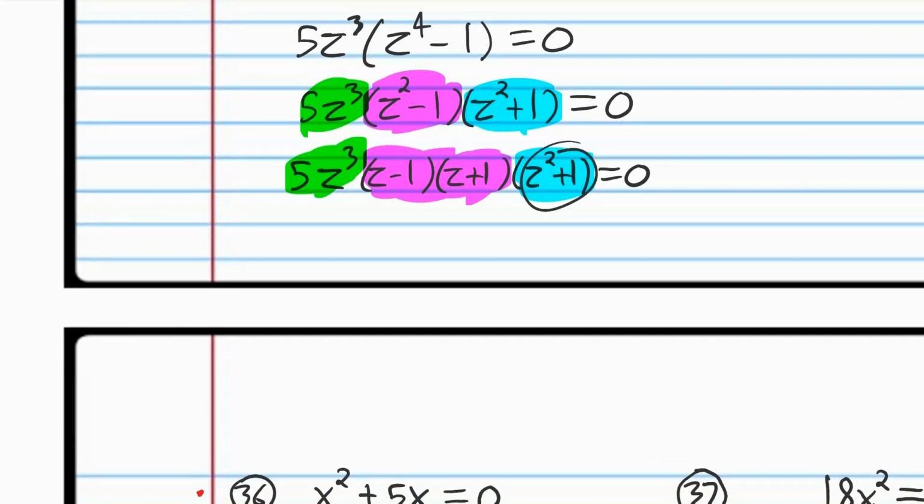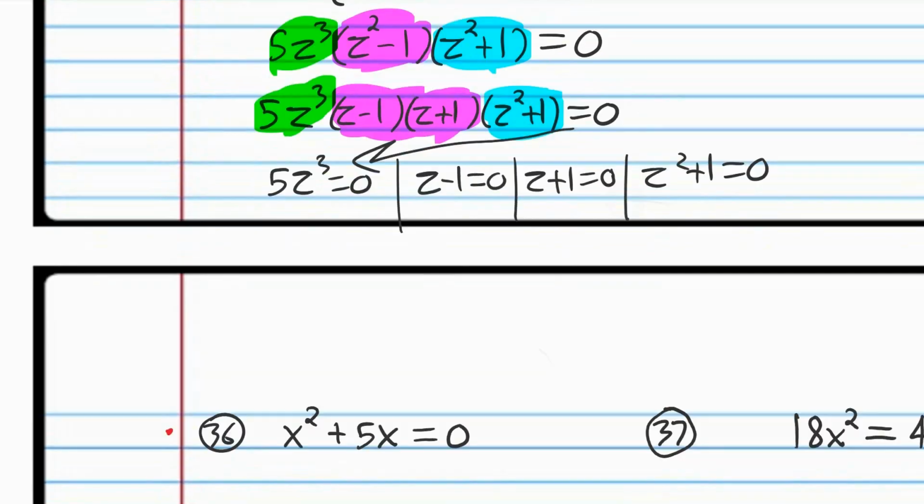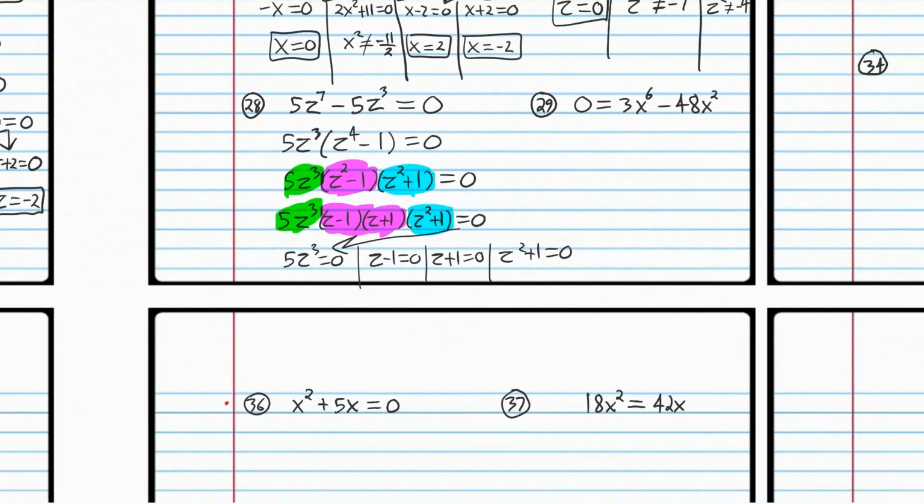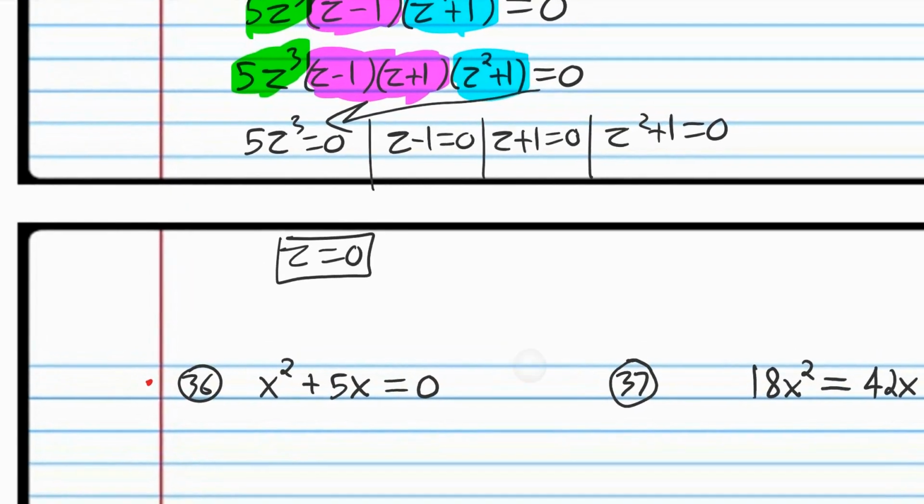So this is not going to lead to a solution, but let's go ahead and demonstrate what's going on here. 5z cubed we're going to set to 0. Z minus 1 we're going to set to 0, so on and so forth. Just the same thing we were doing before. And z squared plus 1 we can set to 0. I don't really have much room here. Sorry about that. We'll just go down here, and z equals 0. That's the case whenever you have a monomial greatest common factor with a variable. Z equals 1, z equals negative 1, so on and so forth.